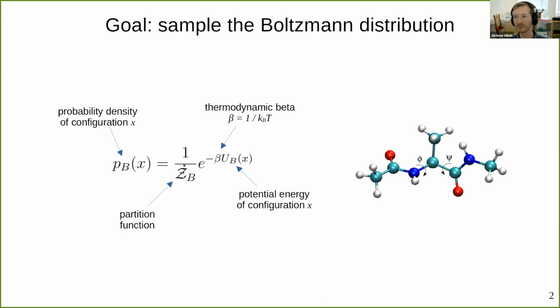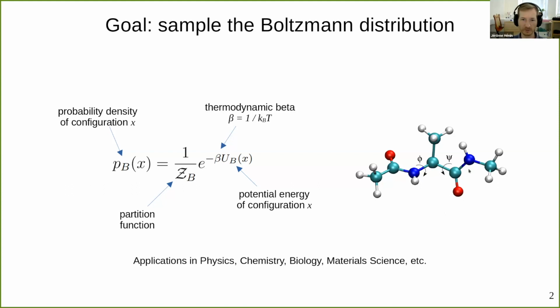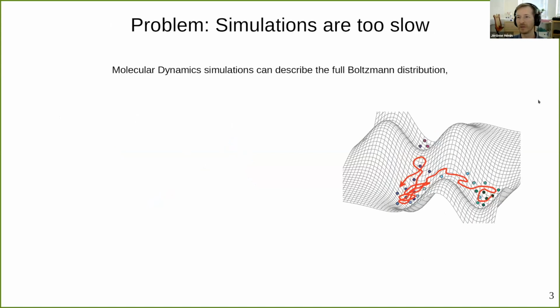So I'm just going to introduce our notations then. We call it P_B, and we call the corresponding physics-based energy U_B. And sampling from this lets us make valid predictions in physics, chemistry, biology, material science, anything that can be described by a physical energy function and sampled at a certain thermodynamic temperature. So far, so good. This is what we do in my field, in my lab, using molecular dynamics simulations.